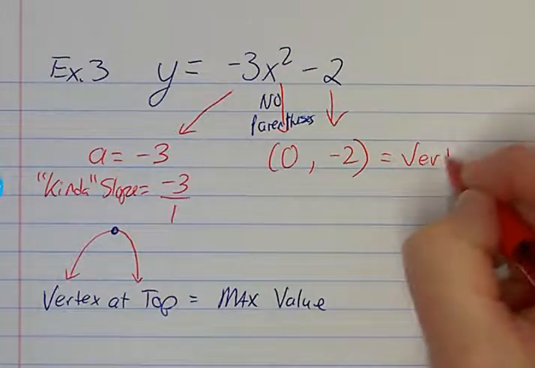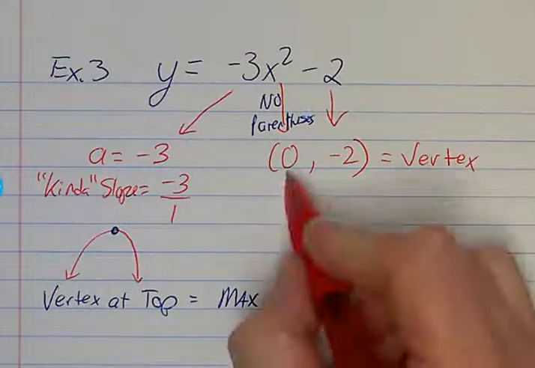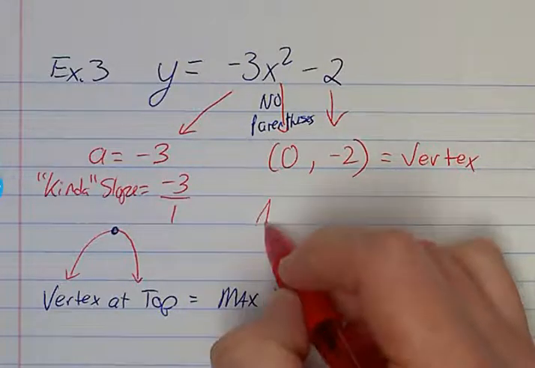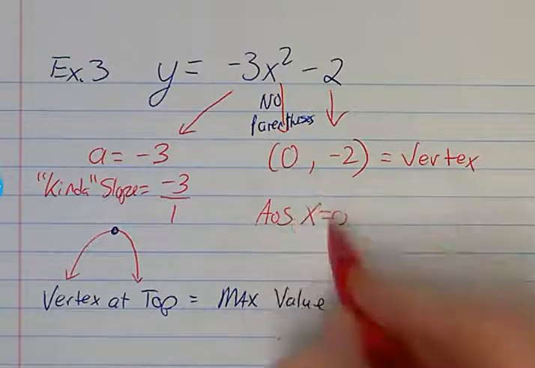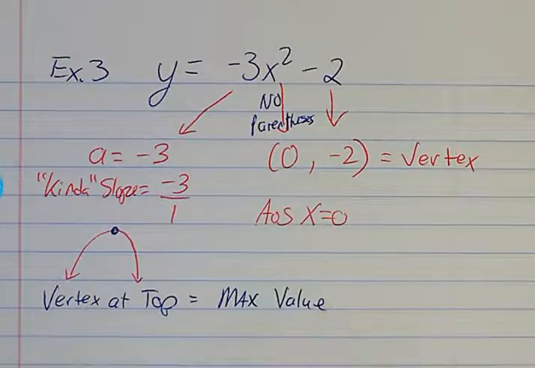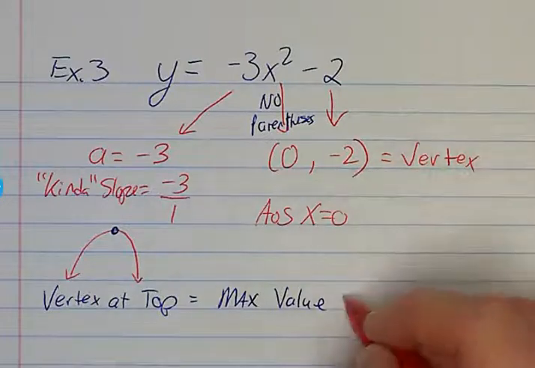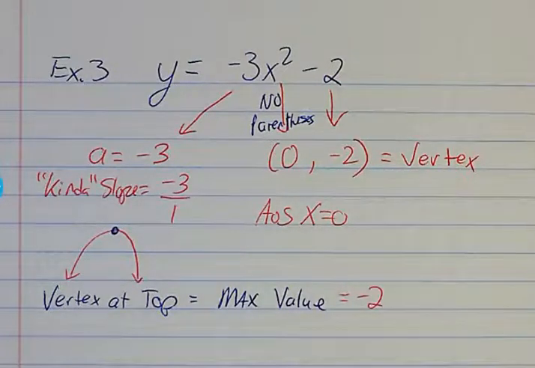So there's your vertex. And again, what that tells us is that the axis of symmetry is x equals 0, because it's going to be just that first number. The max or min value, that's the second number. It's going to be at negative 2.